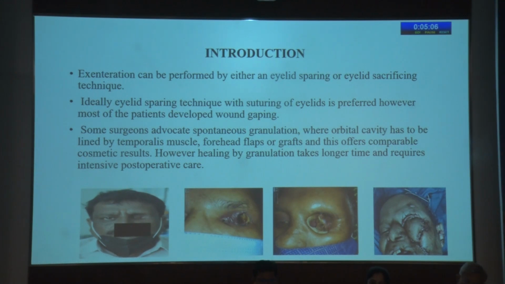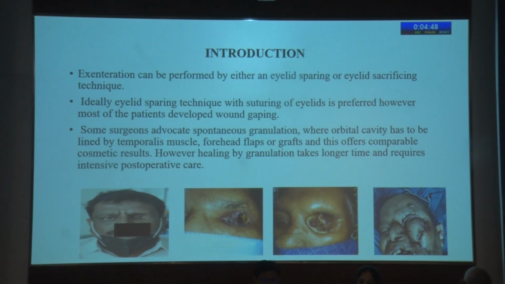However, most of the patients developed wound gaping. Some surgeons advocated spontaneous granulation where the orbital cavity has to be lined by temporalis muscle, forehead flaps or grafts, and this offers comparable cosmetic results. However, healing by granulation takes longer time and requires intensive post-operative care.